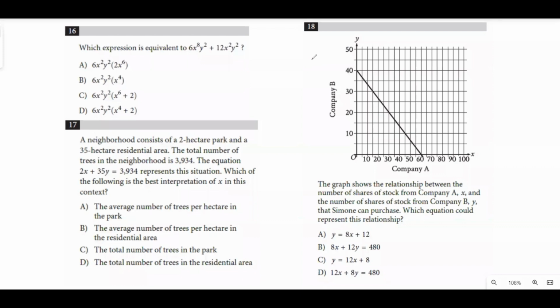Now, coming to question number 18. Very simple question. This question is from scatter plot under the topic of PS. This question is scatter plot.